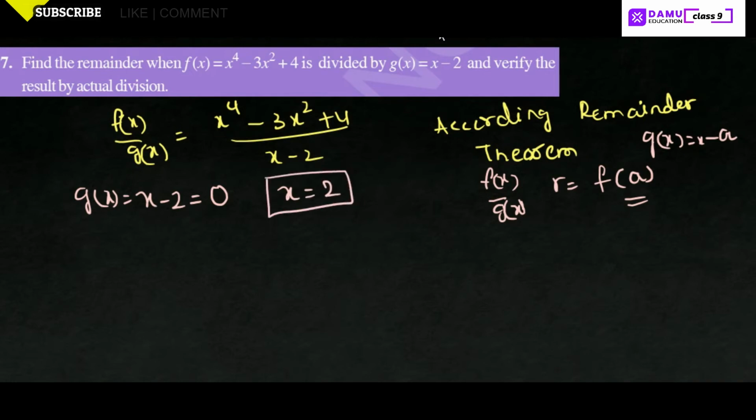So this value we are going to substitute in f of x to get the remainder. That is, the remainder will be f of 2 according to the remainder theorem. So 2 power 4 minus 3 into 2 square plus 4.